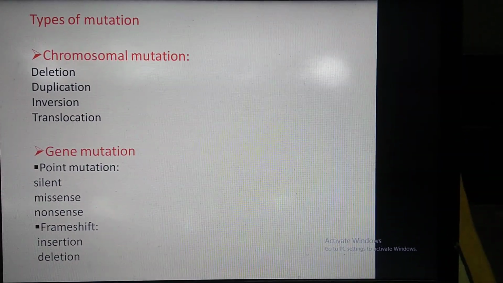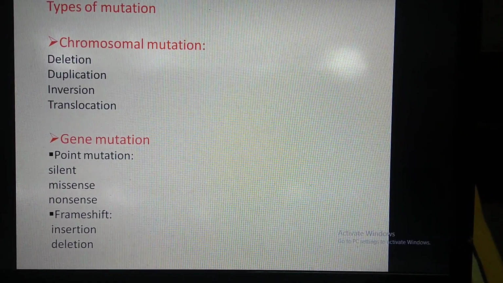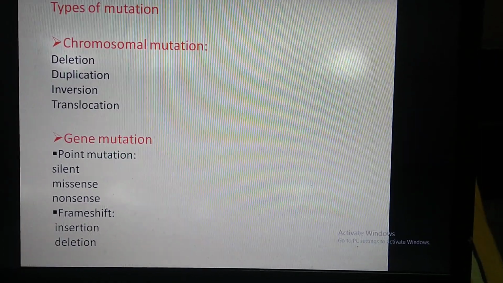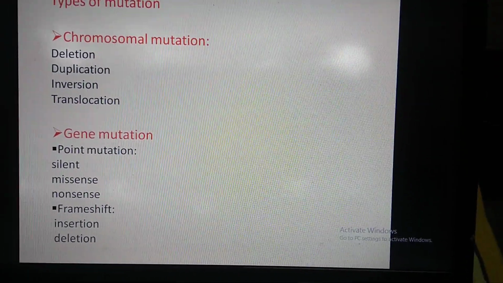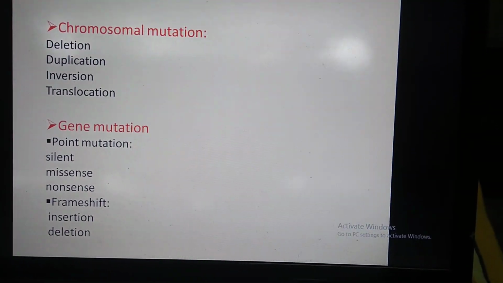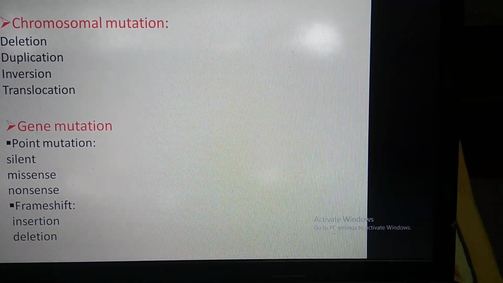Chromosomal mutations are mainly of four types: deletion, duplication, inversion, translocation. And gene mutation is of two types: point mutations and frame shift mutations. Point mutations are of three types: silent, missense, nonsense. And frame shift mutation is of two types: insertion and deletion.